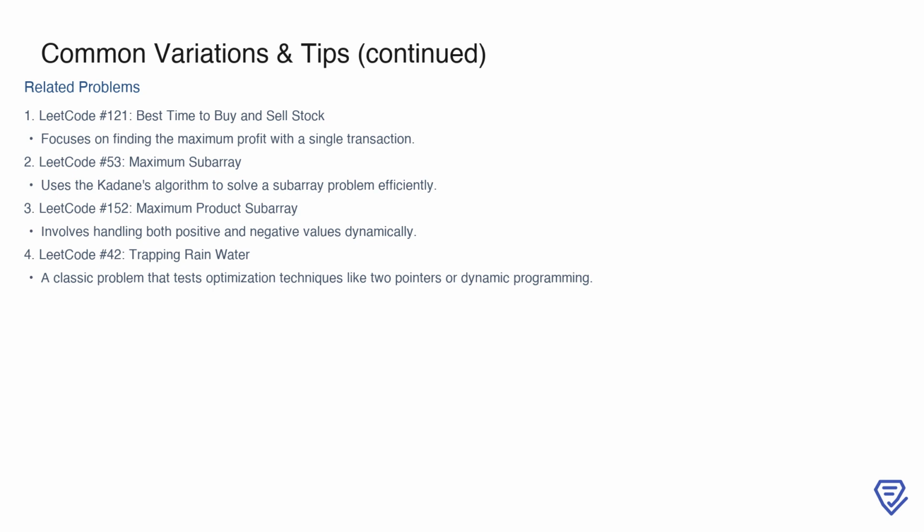Similarly, LeetCode number 152, maximum product subarray, involves dynamically handling both positive and negative values, offering insights into how to manage complex scenarios. Finally, LeetCode number 42, trapping rainwater, is a classic optimization problem that tests your ability to apply techniques like two-pointers or dynamic programming. Exploring these problems can provide valuable practice with patterns and strategies that are often applicable to other challenges.